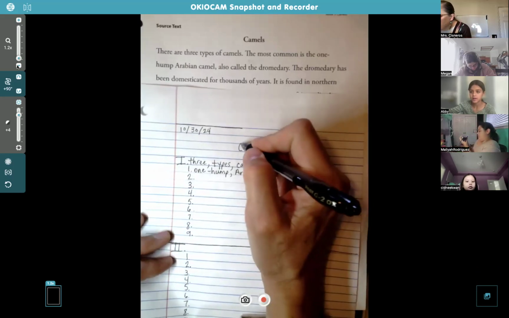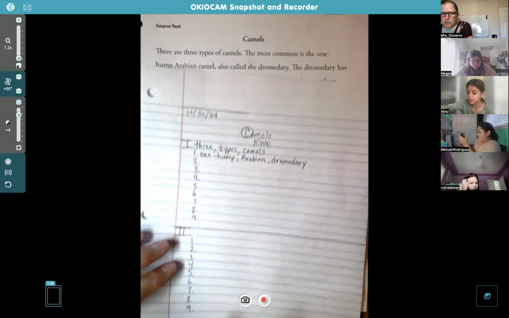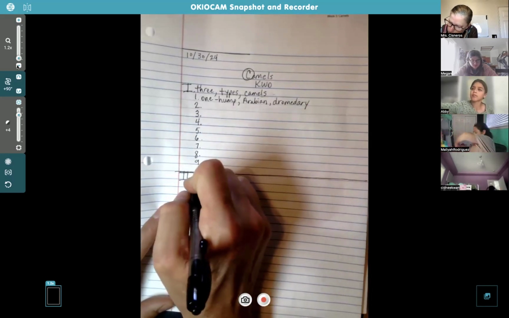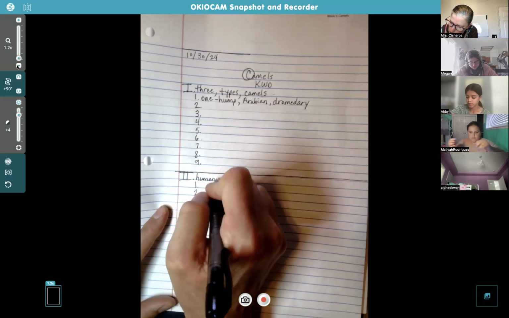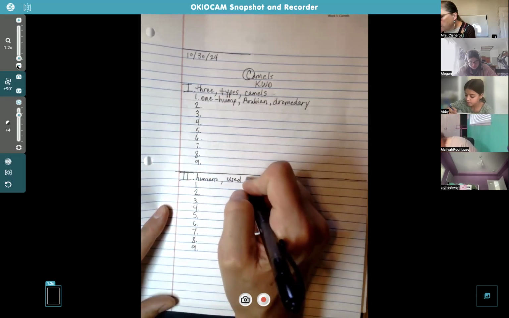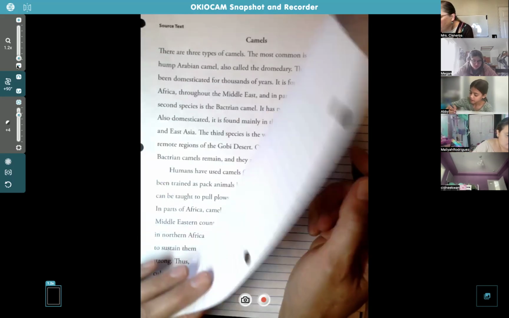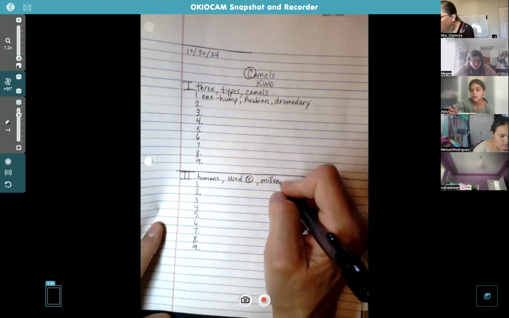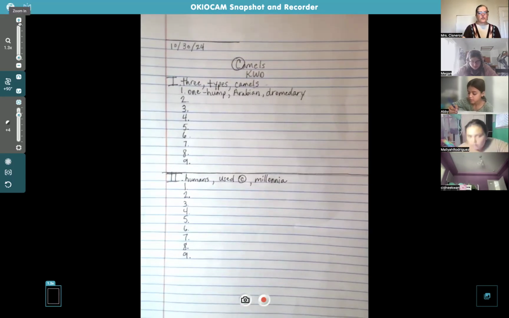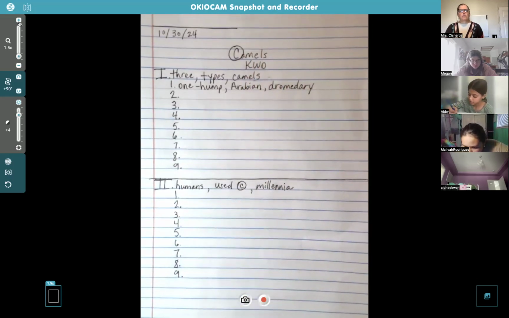What if we circle the C here and then we use that symbol for camels? I like that. Good job, Abby. Next to Roman numeral 2, let's put humans, make sure it's next to Roman numeral 2, and then used, and then C, and then millennia. See if I spell it right. Yep. So humans used C for camel. We decided we were going to circle that millennia.